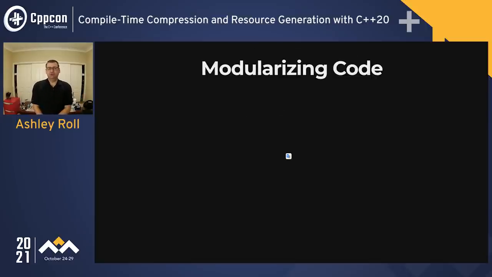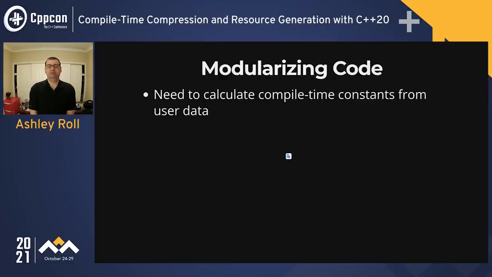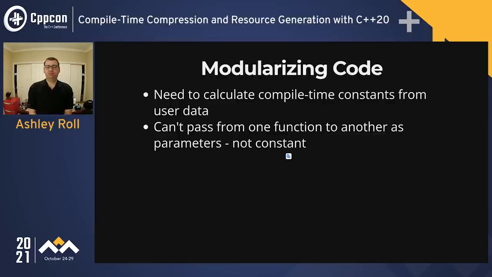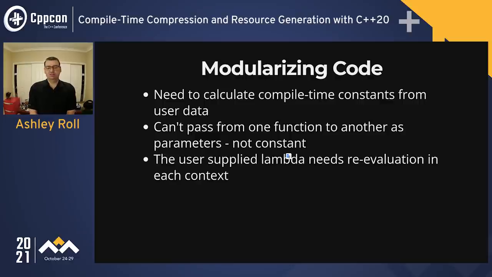So modularizing code was the greatest challenge that I found. Needing to calculate compile time constants from user data is the limiting factor. You can't pass it from one function to another as parameters. They're not const. It seems like the compiler could know that it is because it's already in a constexpr thing and it's calling another constexpr, but it can't. It doesn't work that way, unfortunately. So the user supplied lambda often needs to be re-evaluated in each context.